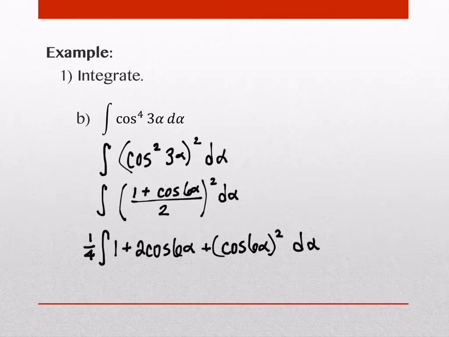Because the denominator is a 2 and it's squared. So I just pulled the 1/4 in front instead of writing each of them over 4.